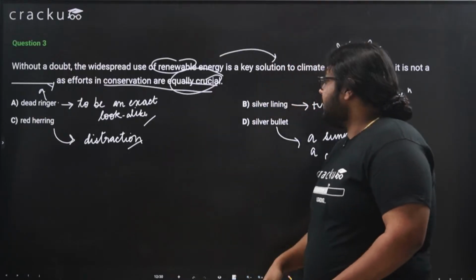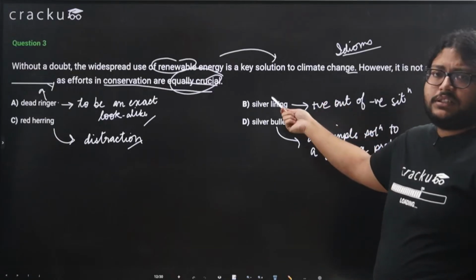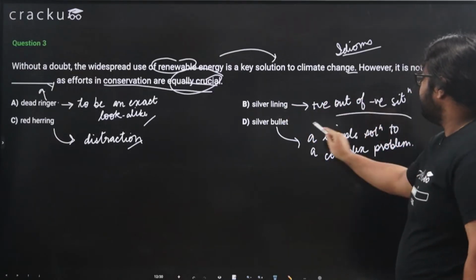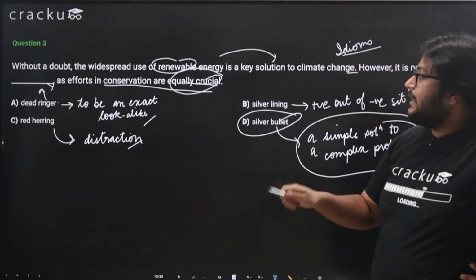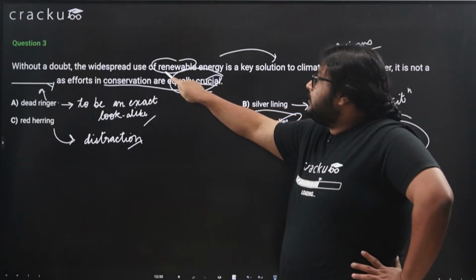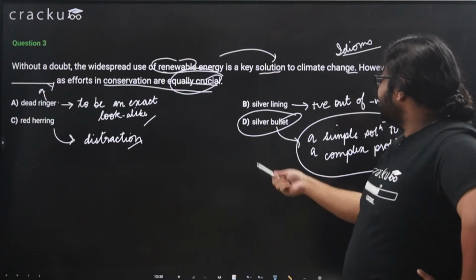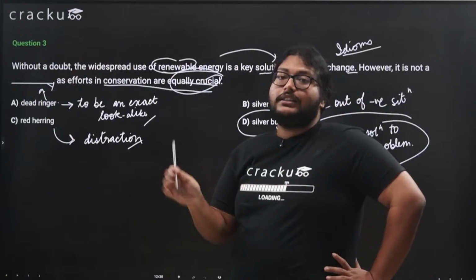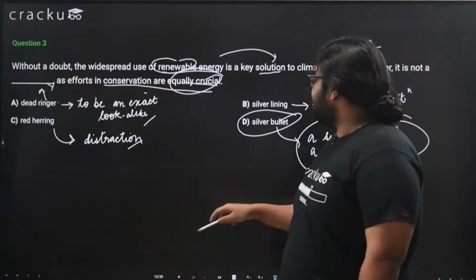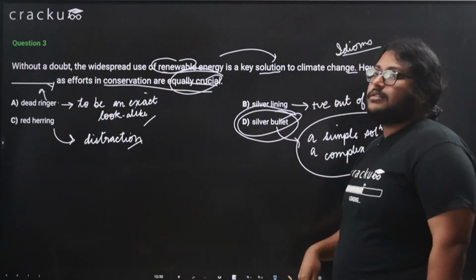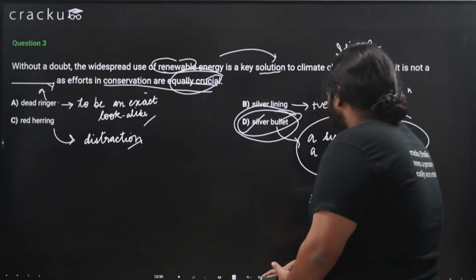So A and C we can reject. B says positive out of a negative situation. That is also not the situation here. We can clearly say simple solution to a complex problem. Option D should be the correct choice. Why is it correct? Because they are telling us widespread use of renewable energy is a key solution. However, it is not the simplest solution, it's not that simple, because conservation is also equally crucial. So that is why option D makes the most sense, and option D should be the correct choice here. Let's move to the next question.